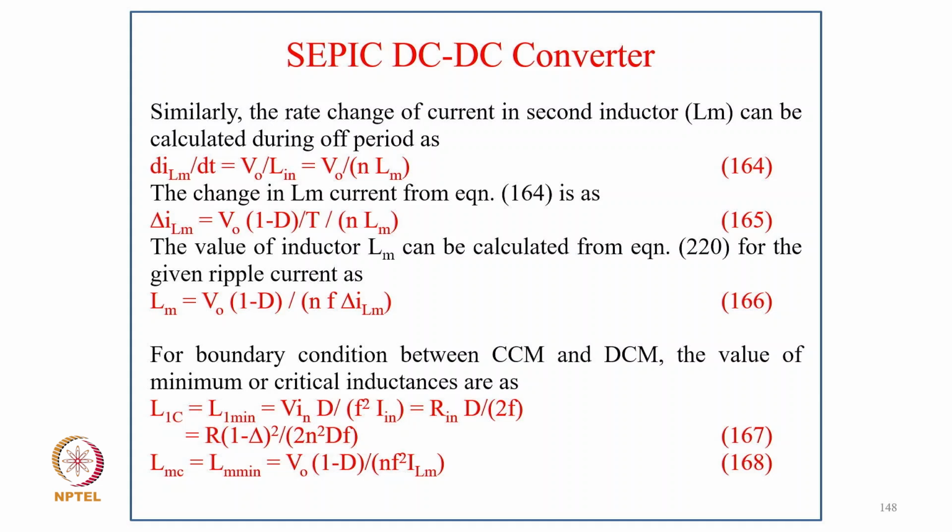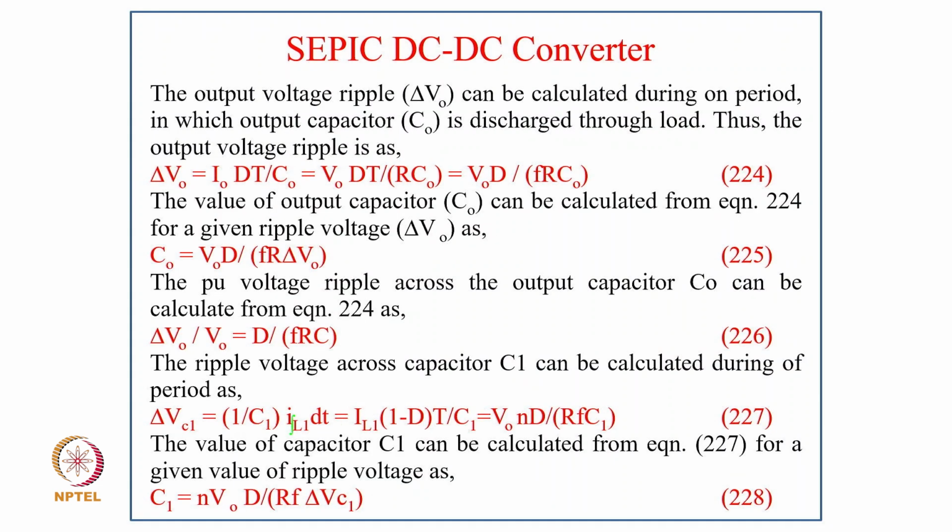Similarly, the rate of change of the current in the secondary inductor can be calculated during the off period. delta ILm upon dt equal to VO upon N Lm, and the change in Lm is delta ILm equal to VO 1 minus d upon N f Lm, and the value of the inductor Lm can be calculated as Lm equal to VO 1 minus d divided by N f delta ILm. For the boundary condition between CCM and DCM, the value of the minimum or critical inductance L1C equal to L1 minimum equal to Vin d by f square L1, equal to R d upon 2f, or equal to R 1 minus d square divided by 2N square d f, and Lm minimum equal to VO 1 minus d divided by N f square Lm.